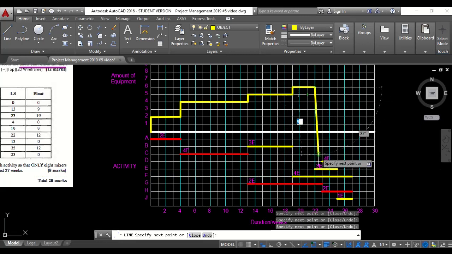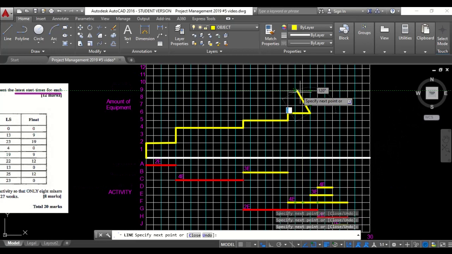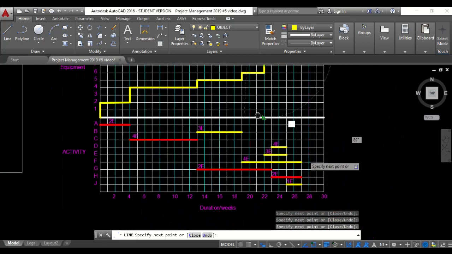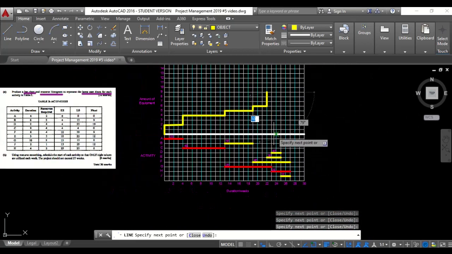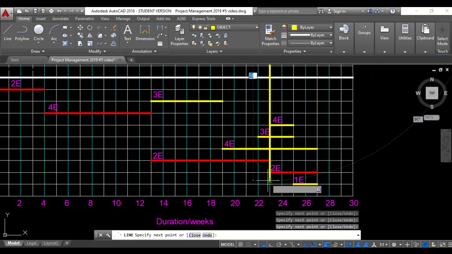Then we see where in this week we have 3 activities taking place. Activity E, F, and G. Activity E is 3 equipment, F 4, G 2. So we add those. 3 plus 3, 3 plus 4, 7 plus 2, 9. So that's only the case for this 1 week. So we go up 9. Then we come back down and we assess. 9 is here, so we went up 1. So that's right there for 9.